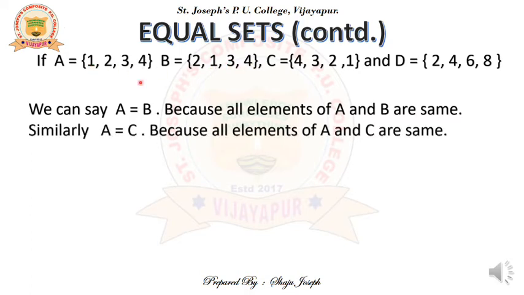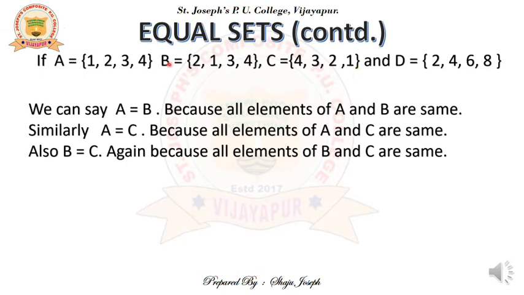What about A and C? Again, same elements but in a different order. Again, A and C are equal. What about B and C? Yes, B and C are equal because the same elements are there but in a different order. See, 1 is found at the end, 2 is in the second place, 3 in the third, 4 in the first place. So all the elements are found the same in B and C. So B and C are equal again.